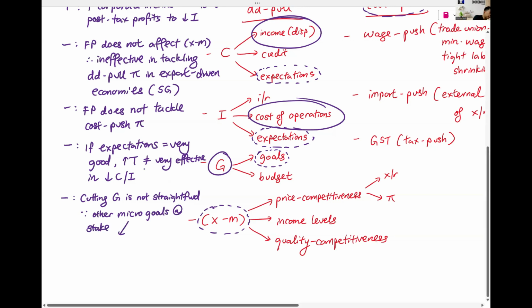Micro goals, if I just say, hey, we need to provide street lighting, I think you know why. We need to provide hospitals, schools. You cannot just say, cut all this spending. Macro goals are important, micro goals are also important, right?